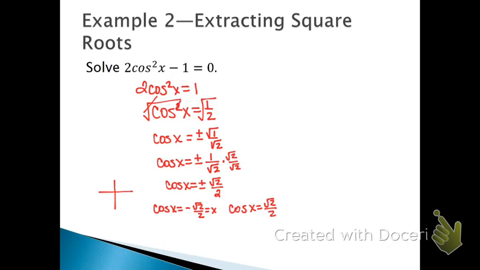Where are we at? On the negative? Pi over 4. On the negative. Why is it negative? Because of plus or minus, so I split them. One's positive, one's negative. Oh, you're doing them separately. Yes.